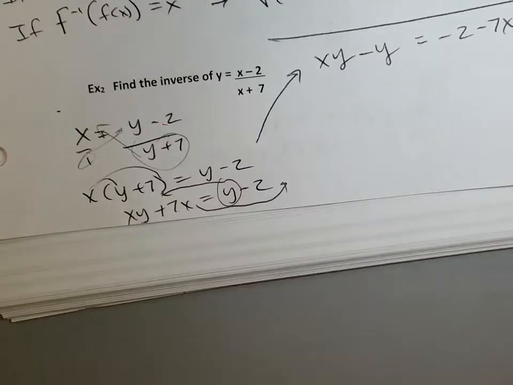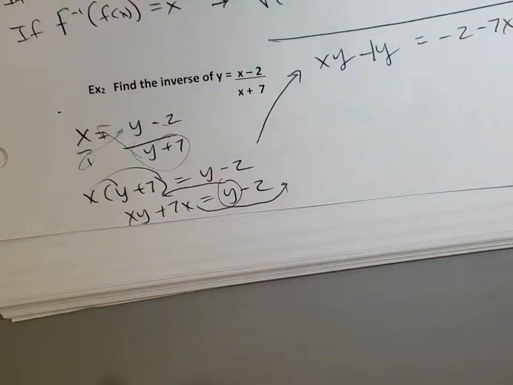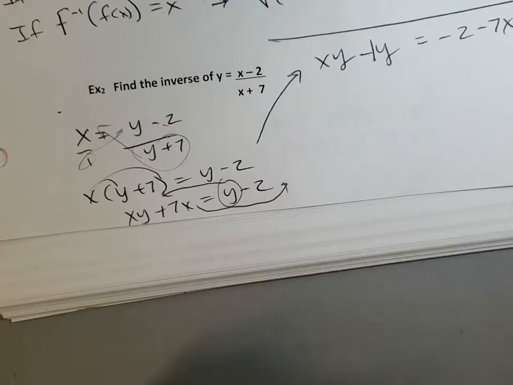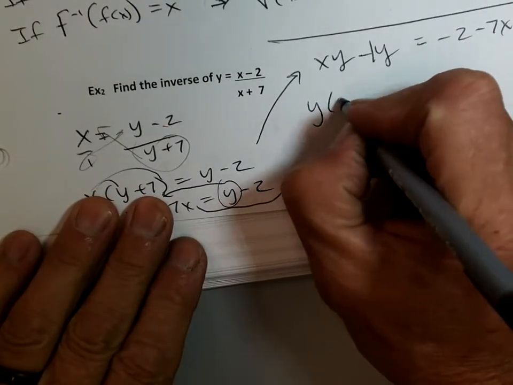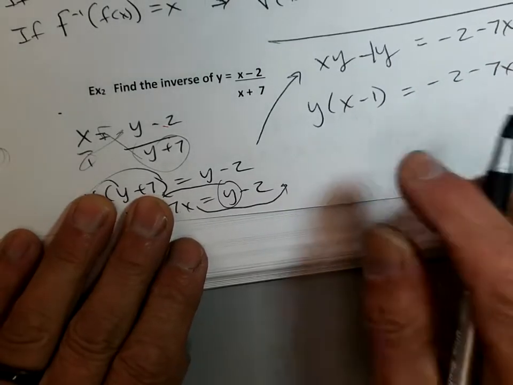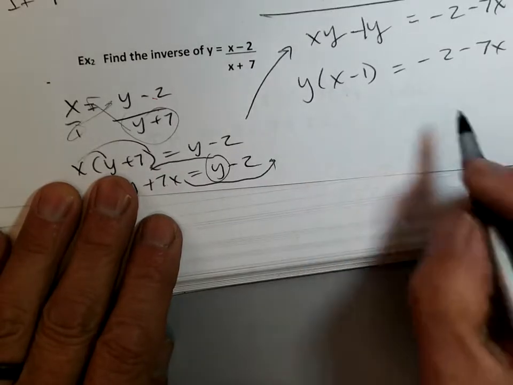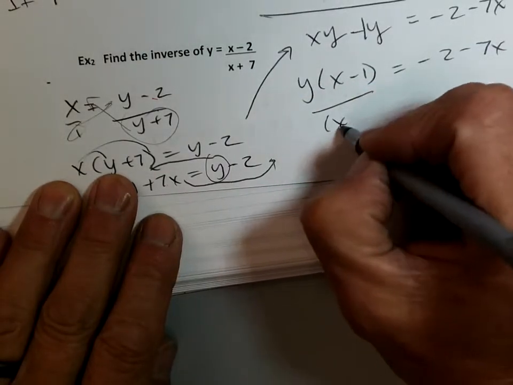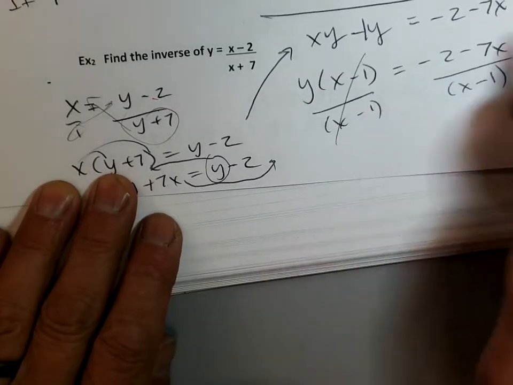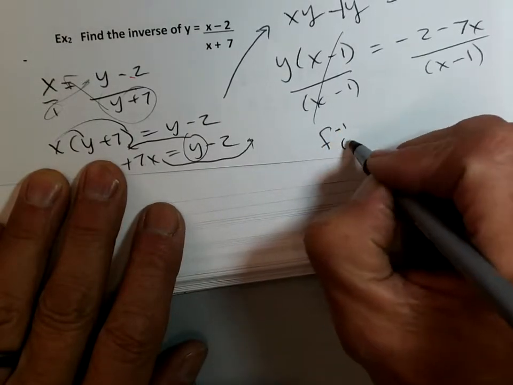I'm going to put a 1 right here, and common factor. What am I going to common factor? A y. Oh, I think I can solve for y now, can't I? Can I solve for y? Sure. Let's divide by x minus 1, divide by x minus 1, and what am I left with? y equals (negative 2 minus 7x) over (x minus 1).